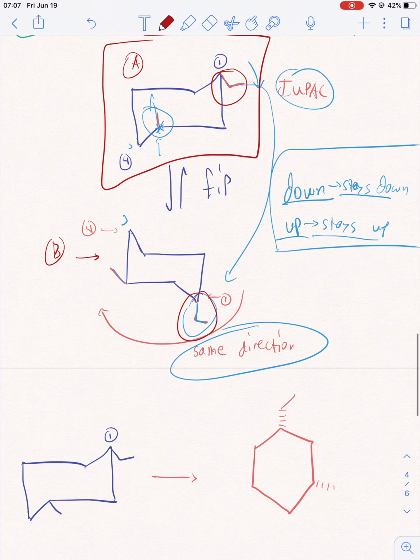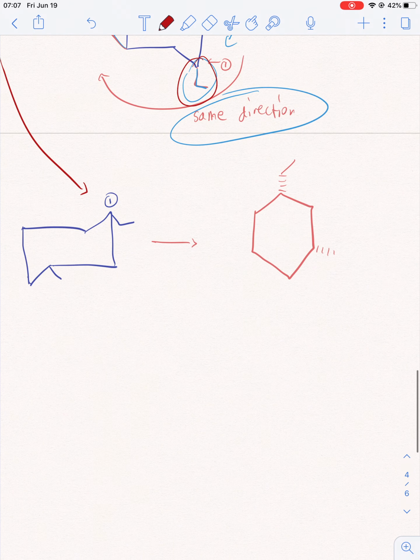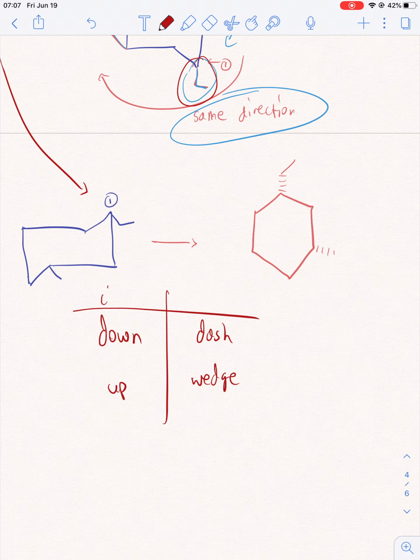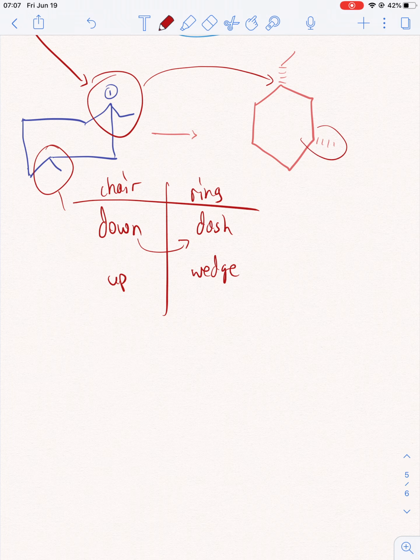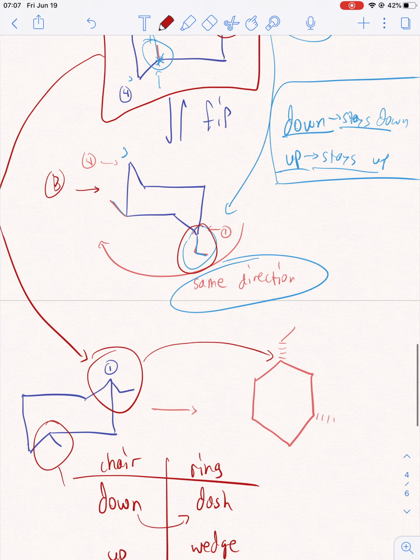Now let's turn A into a ring. And again, we have another little easy thing to memorize. What's down on a chair is dashed on a ring. What's up on a chair is wedged on a ring. Number 1, I'll put 1 here, doesn't matter. It is down, so it is dashed. We dash it. Number 3, it's down, so we dash it. There it is.